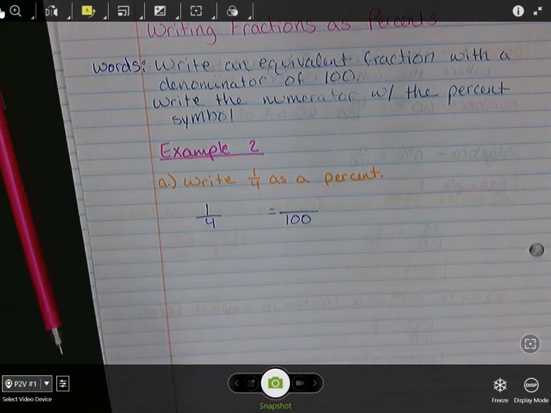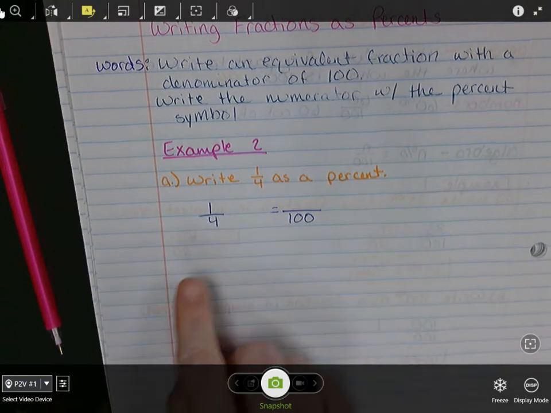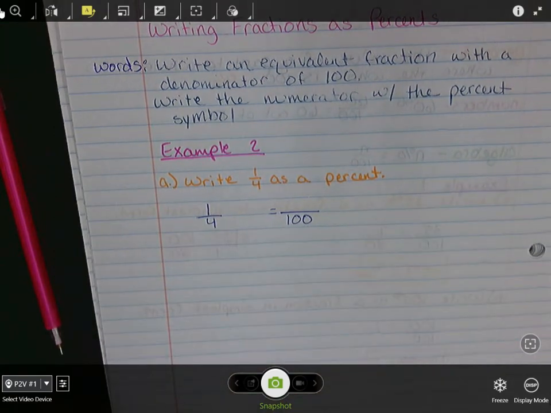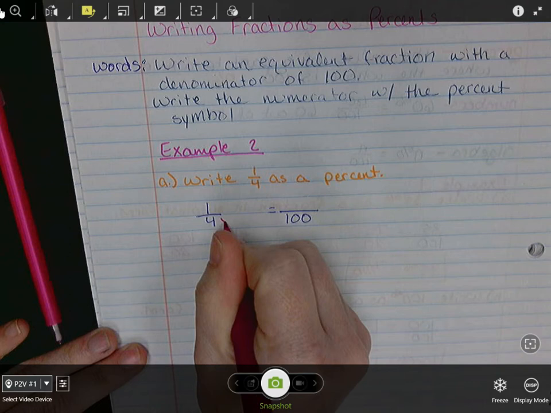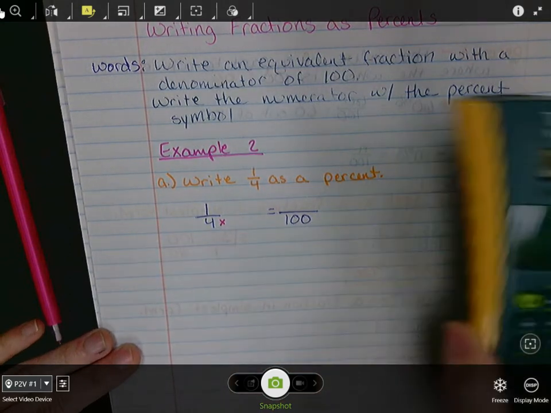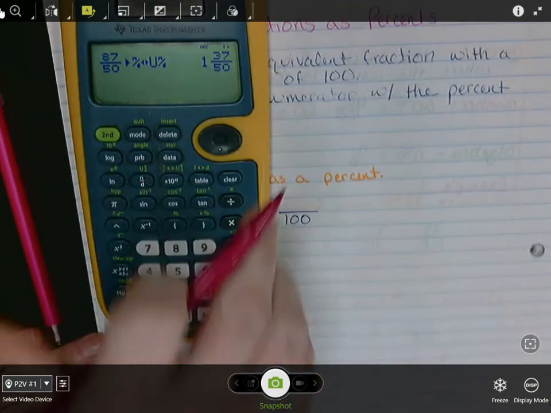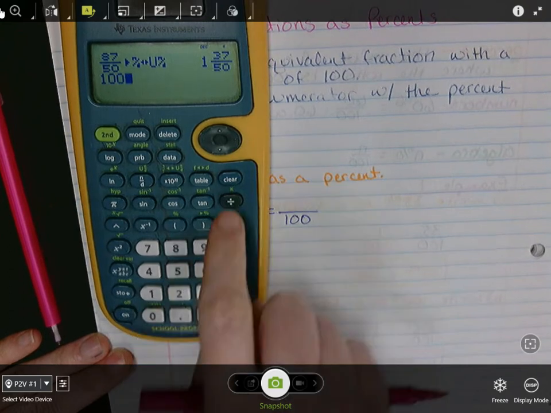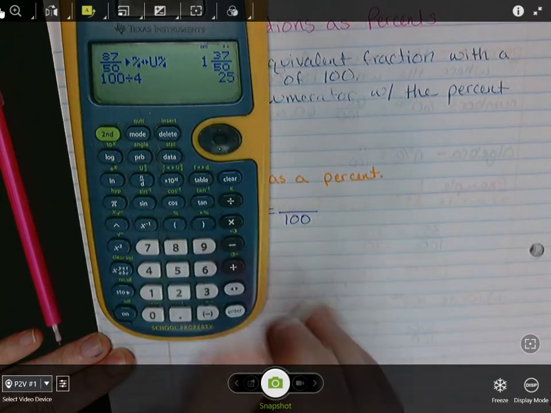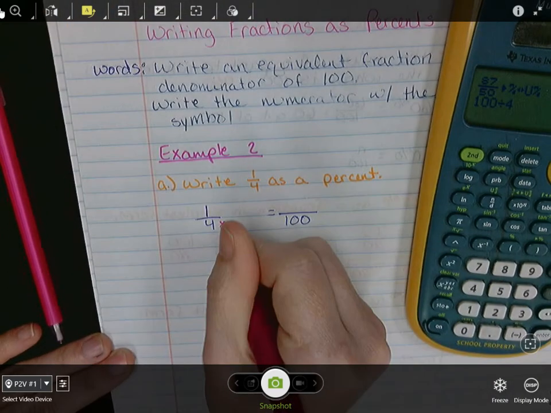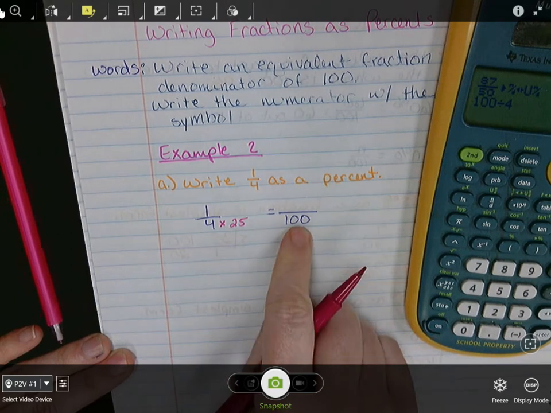Okay, so here's how you would do that. Make sure you leave some space there. You would figure out what you need to multiply 4 by to get to 100. The way to figure that out is you take your calculator and do 100 divided by 4, and that gives you 25. So that means you would need to do 4 times 25 to get to 100.